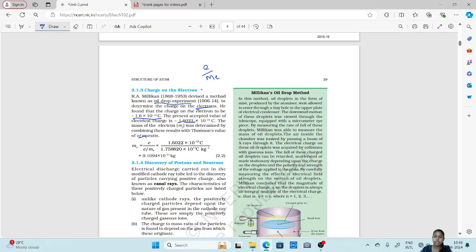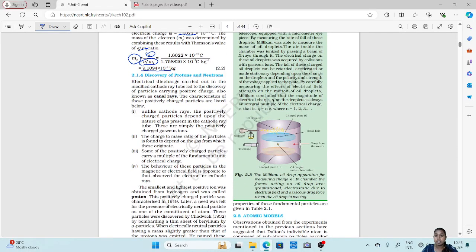So what he did: me equals e divided by e/me, where this value we know, and we know the value of the charge of the electron. By dividing that, the mass of the electron is 9.1094 multiplied by 10 raised to minus 31 kg. So these calculations we should know.